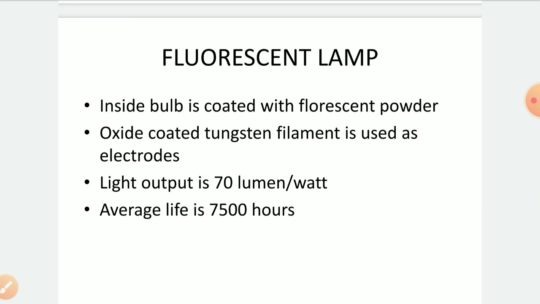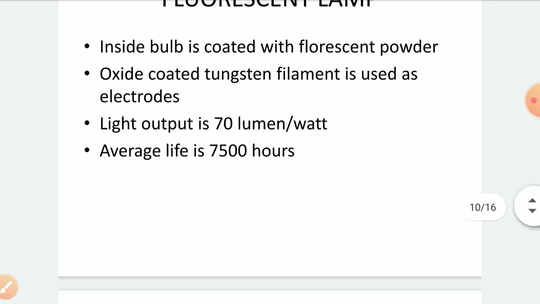This will emit around 70 lumens per watt of light. The average life of this is 7500 hours, whereas the life of the previous incandescent lamp is 1000 hours, while the life of the fluorescent lamp is 7500 hours. So it is slightly more than the incandescent type of lamps.